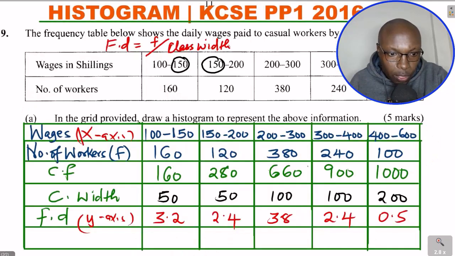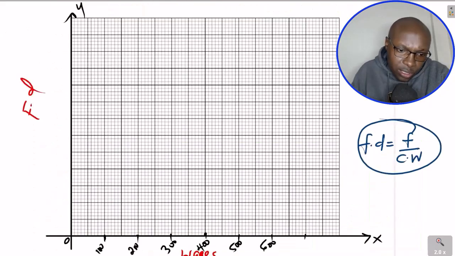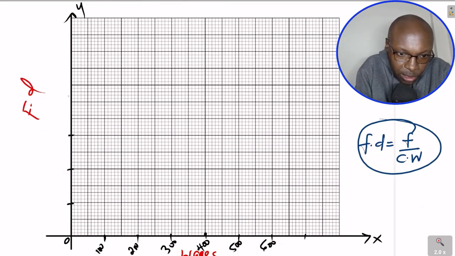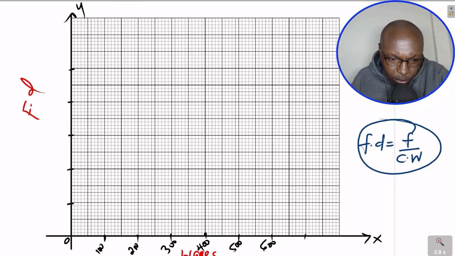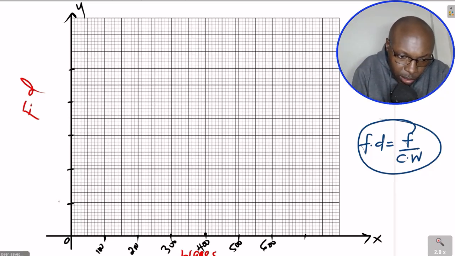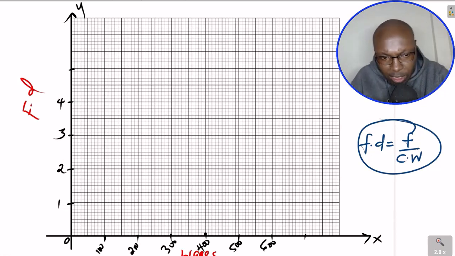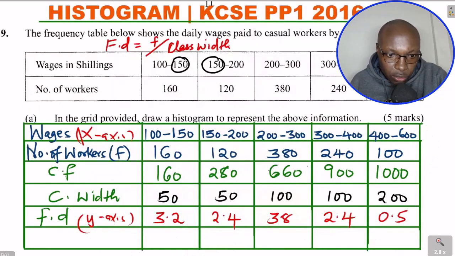So that is the scale that I've used. Then for the y-axis or the frequency density, look at the smallest value and the largest. You can see the largest is 3.8, the smallest 0.5. So look at this scale. I can use 2 centimeters to represent 1. This will be 2. This will be 3. This will be 4. Because the greatest is 3.8, that is close to 4, so I'll have accommodated. Now let us plot or draw this histogram.